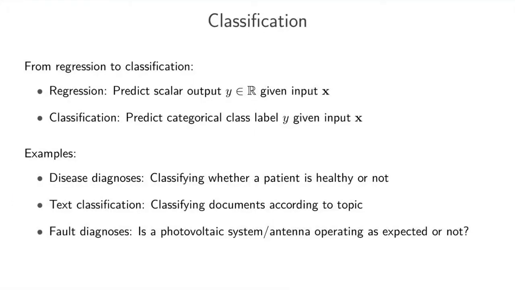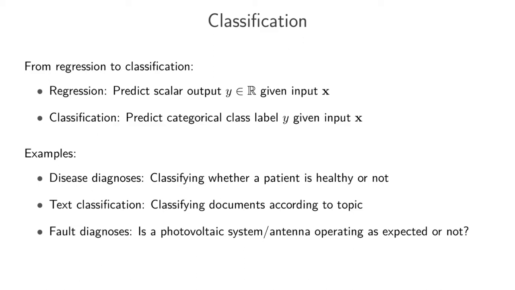So just to put that a little bit more formally, in regression, what we were trying to do is we had some input, maybe a feature vector x, from which we tried to predict some scalar output y that could be any real number. In the case of classification, this is different. We're given an input feature vector x, and we're trying to predict a categorical class label y from a finite set of classes.